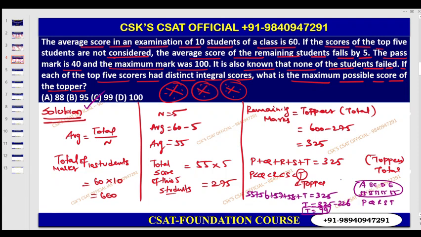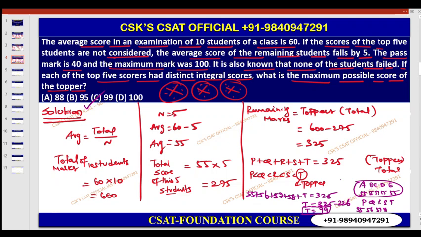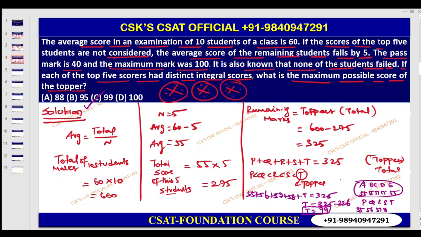Now you may get a confusion here. So let us keep here 55, 56, 57, 58 and 99. If you add this up, automatically you will be getting the 10 students' marks as 600 also. This also satisfies the condition.